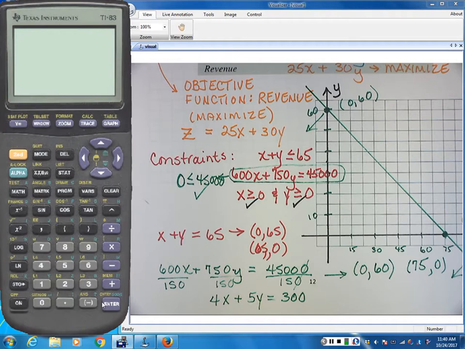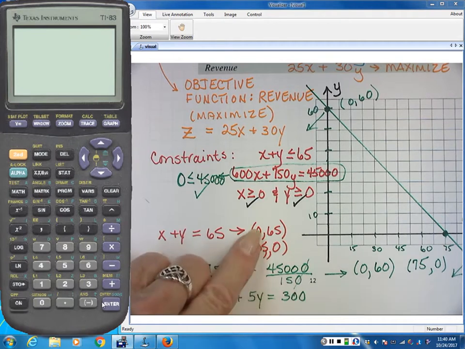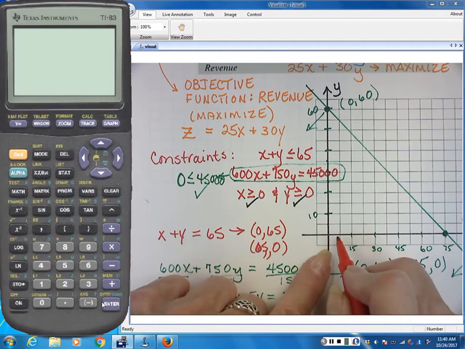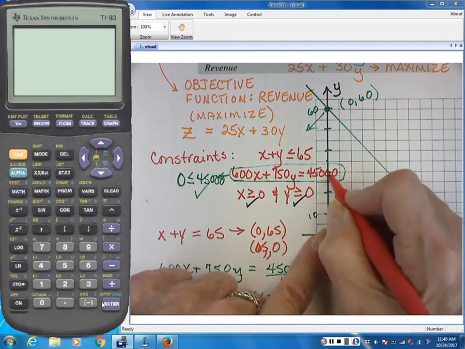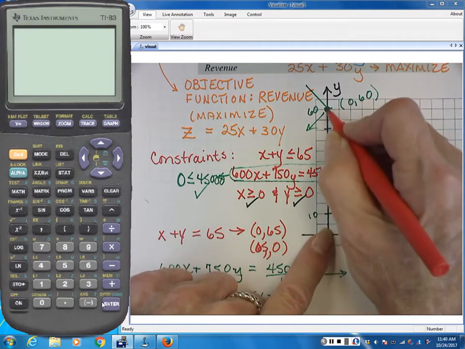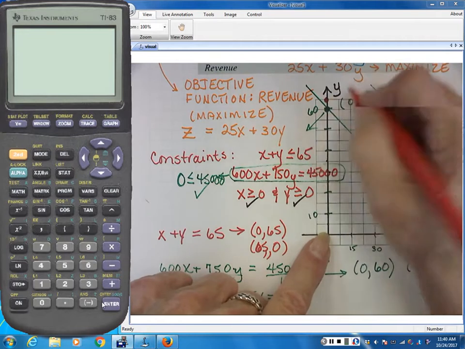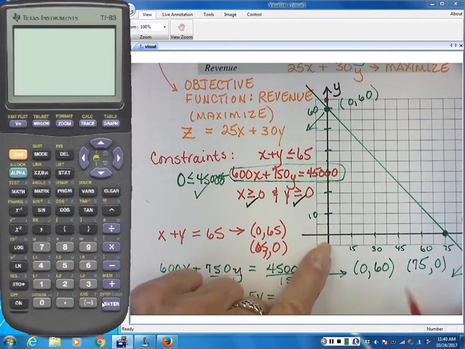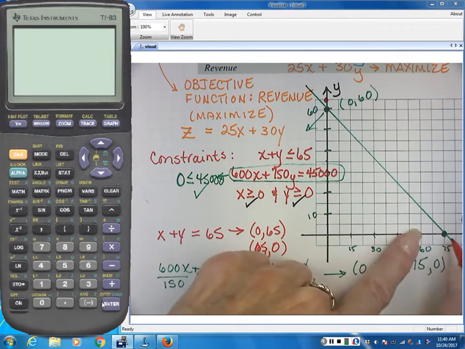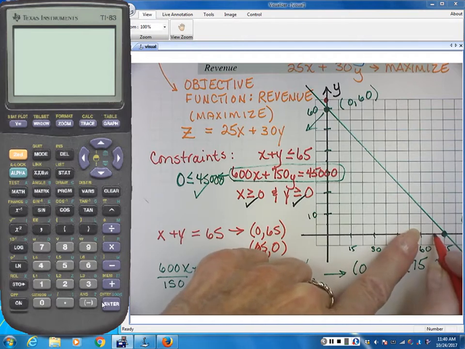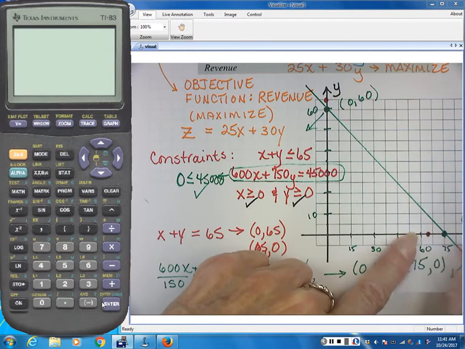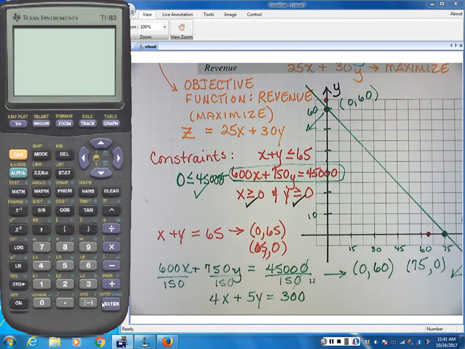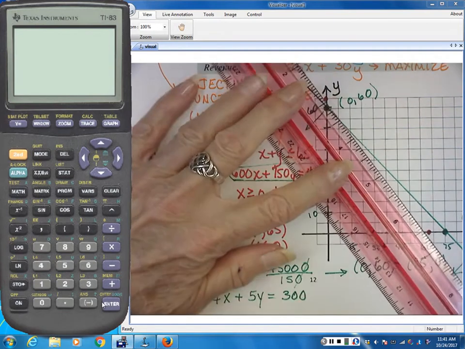So then I'll look at my other points, 0, 65, and 65, 0. So here's 60, and this would be 67 and a half. So that's probably pretty close to 65. So I'll connect up those two.